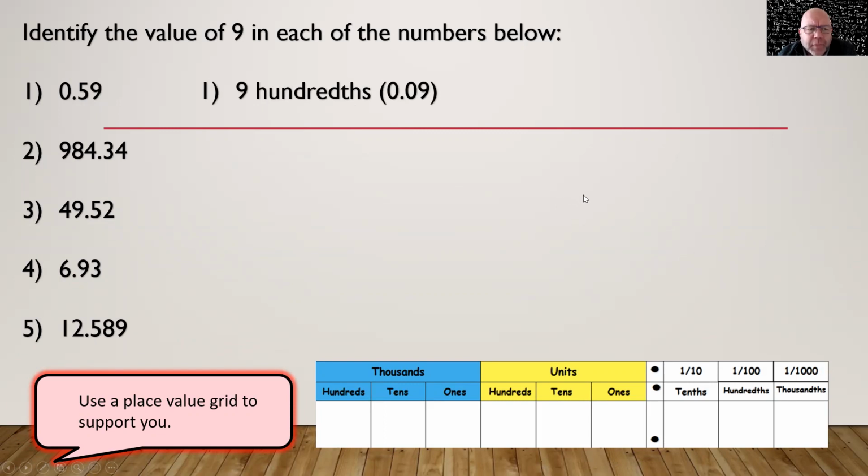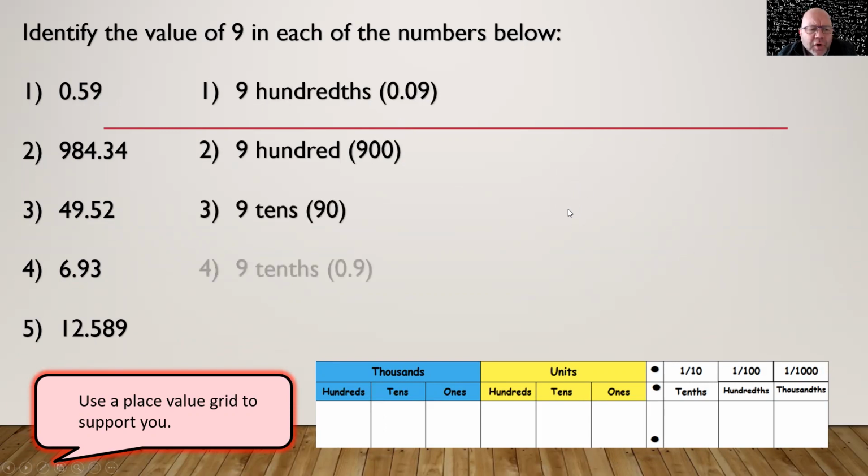What about number 2? Number 2 is 900. Notice the difference. Hundredths is our decimal. 100 is our whole number. And there's a big difference between the two, so don't confuse them. Number 3 is 9 tens or 90. Number 4 is 9 tenths, 0.9. Again, notice the spelling difference and the sound difference between tens and tenths. And then number 5 is 9 thousandths or 0.009.